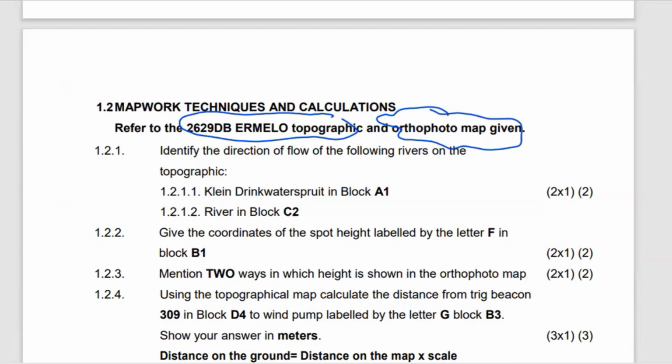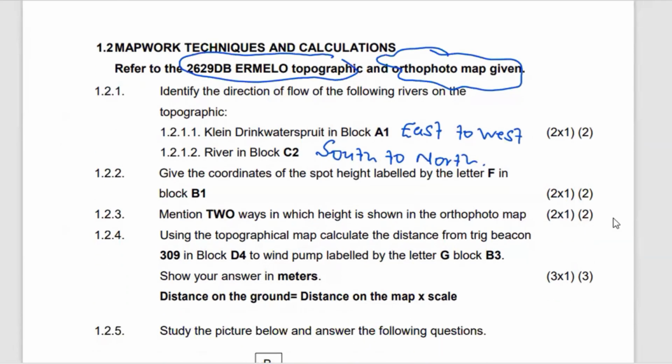Okay, for the direction of flow of the following rivers on the topographic map, we have Kele Drink Water Spirit in block A. The direction of flow is east to west. All right. And then the river in block C2, it is south to north. All right. So we have: give the coordinates of the spot height labeled by the letter F and BI.